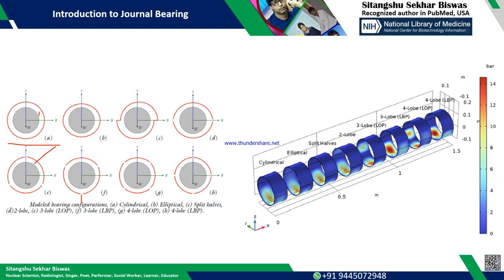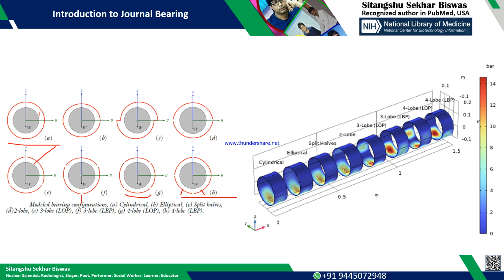The seventh one, you see, there are four lobes. In this case also, say this is the fourth pad, so the load will be completely sitting on the fourth pad. In the eighth configuration, this is again 45 degree rotated. And there, you see, the load will be sitting between this pad and this pad.